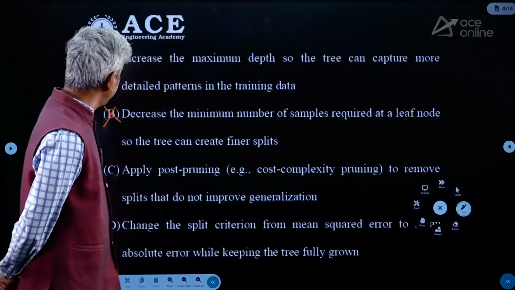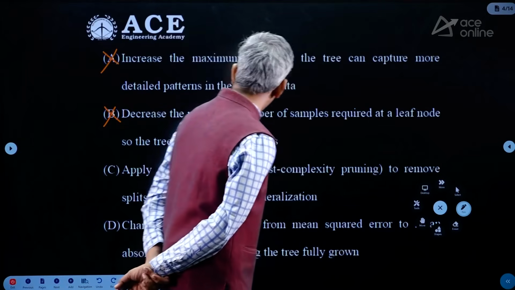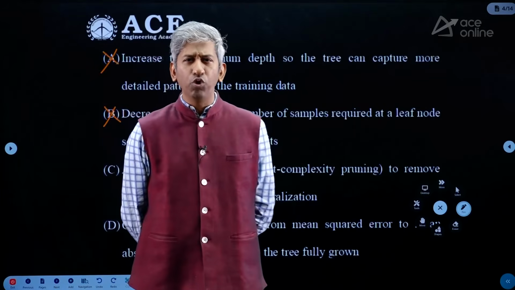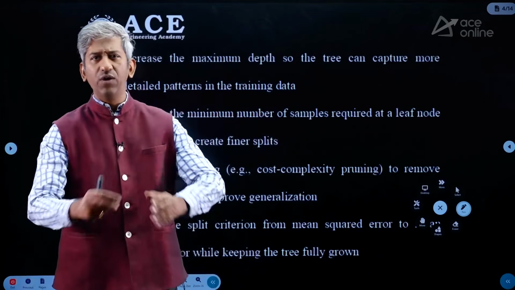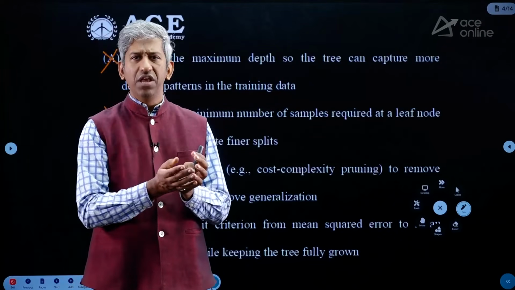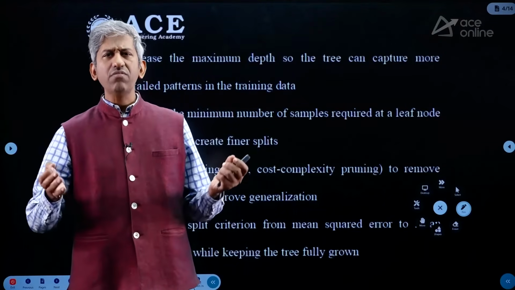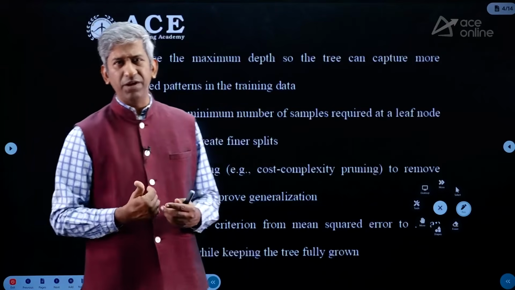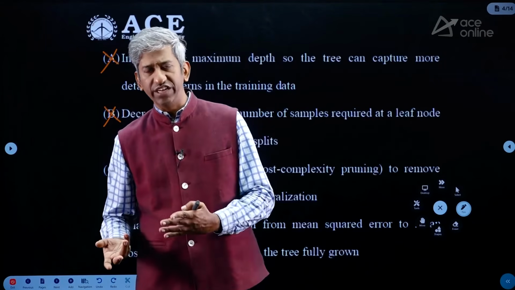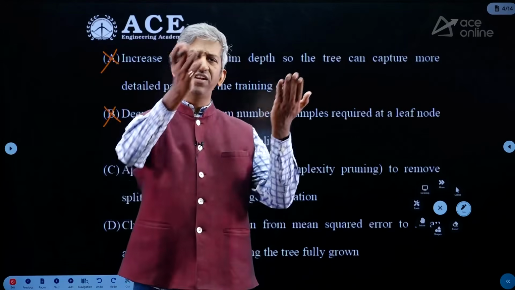And option C, apply post pruning, such as cost complexity pruning, to remove the splits that do not improve generalization. So post pruning is an idea where we will experiment with the existing splits and we will merge certain splits at the bottom level, beginning from the bottom of the tree. We will merge the splits and measure the performance. If after merging and before merging there is no considerable change in the performance, then we will remain with the merge.